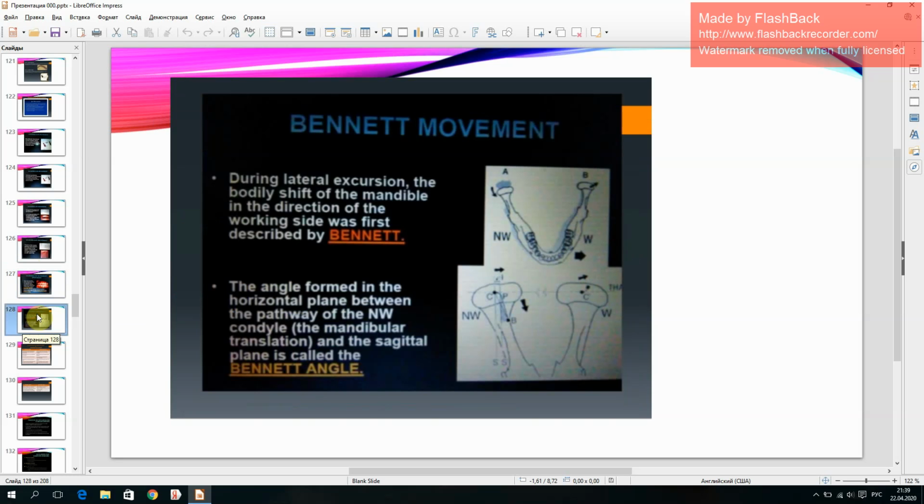Bennett movement. During lateral excursion, the bodily shift of the mandible in the direction of the working side was first described by Bennett, hence Bennett movement. The angle formed in the horizontal plane between the pathway of the non-working condyle, the mandibular translation, and the sagittal plane is called the Bennett angle.